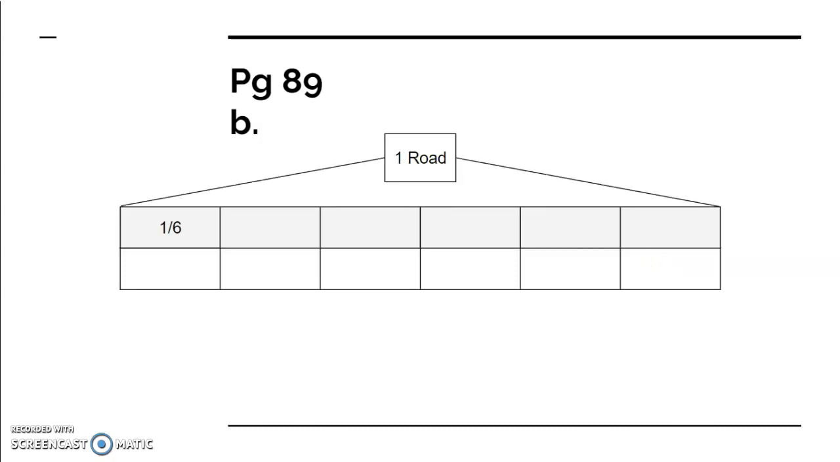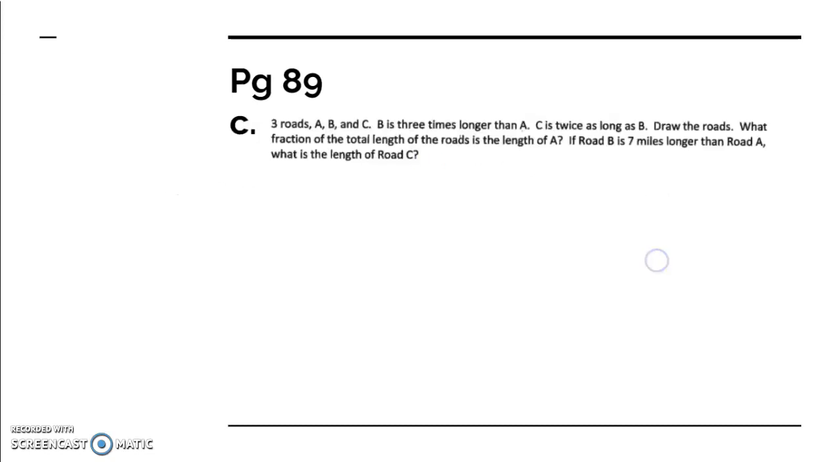So that one was actually pretty easy, like scary easy. Maybe they're trying to bring you into a sense of calm before you get to, aha! This one. Okay, so let's go over this very, very carefully. We have 3 roads, A, B, and C. B is 3 times longer than A, C is twice as long as B. Draw the roads. What fraction of the total length of the roads is the length of A? If road B is 7 miles longer than road A, what is the length of road C? Oy, so much work. Okay, let's get this started.